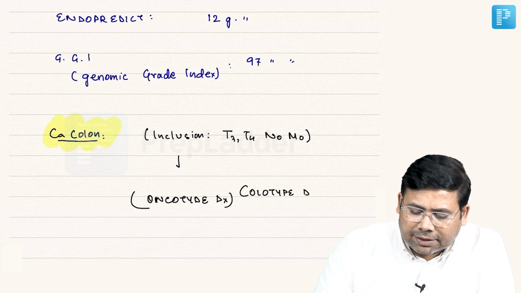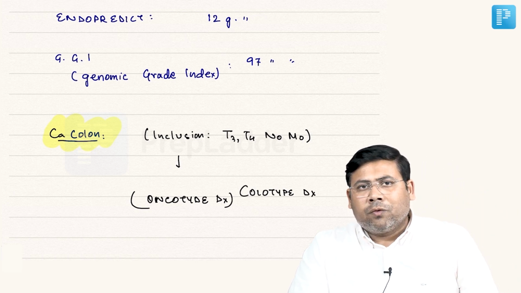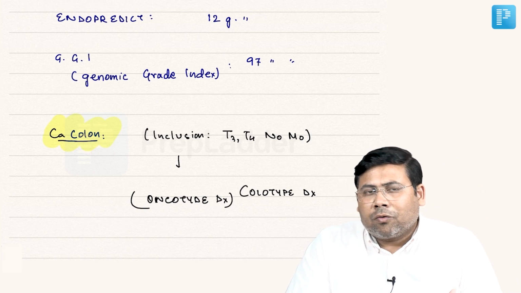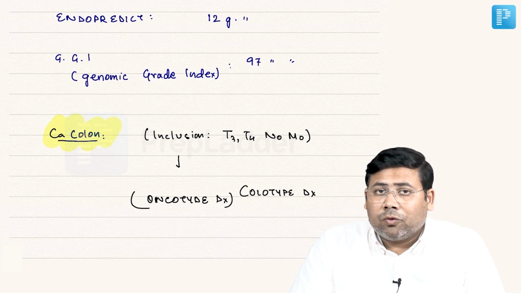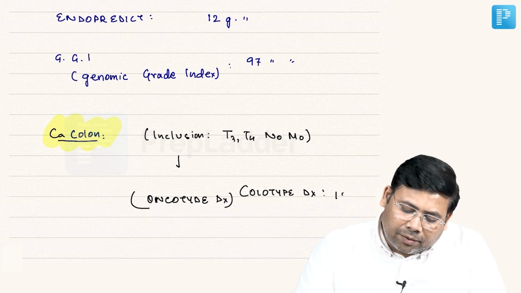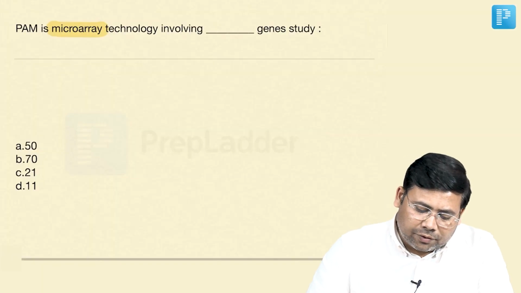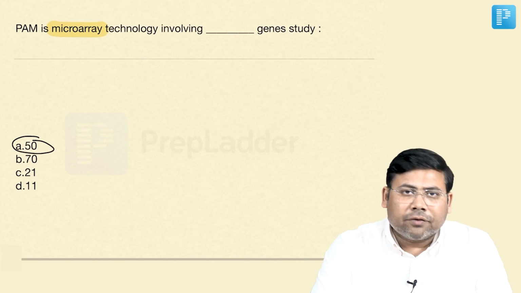And for Colotype DX, remember 21 is for breast, and imagine in exam you went remembering the Oncotype DX for CA breast and it was asked as Colotype. So that becomes reversed, just reverse that value. So that becomes a 12 gene study. So just reverse what you actually remembered. So 21 becomes 12. So let us go with this question, and the answer for PAM is 50.